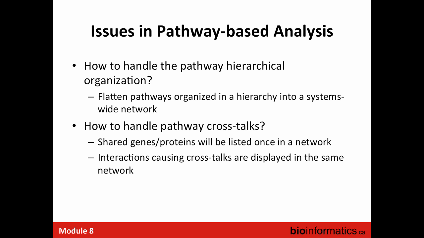there's a point where it comes down to the boundaries of the pathways, shared genes between different pathways. In a network, genes are only listed once, whereas in pathways they could be listed several times. And then interactions causing crosstalk are displayed in the same network. That's the whole point.